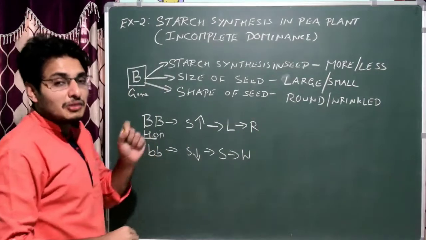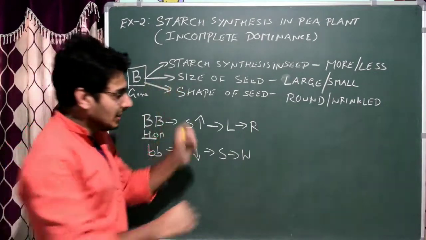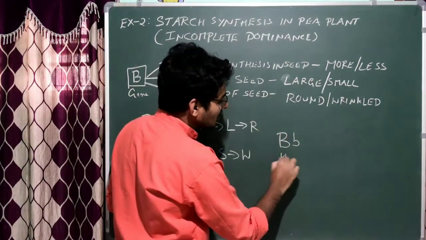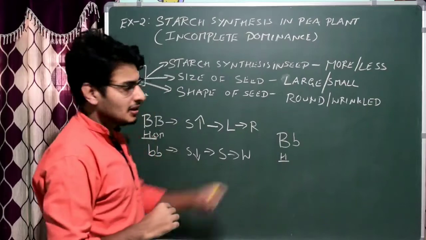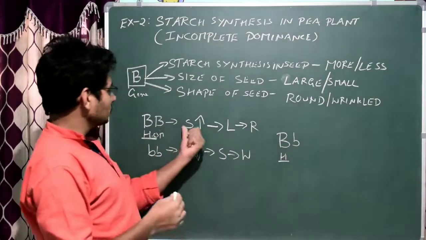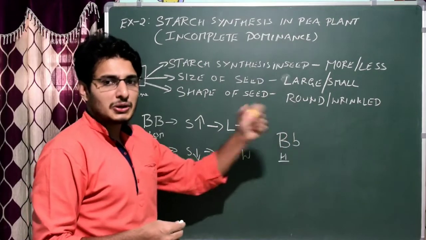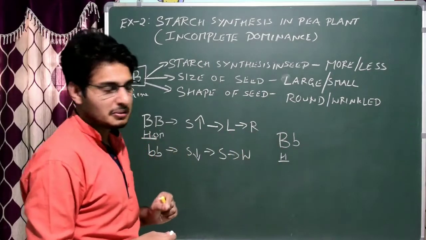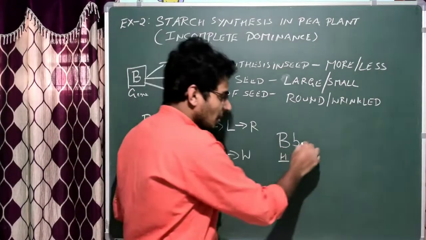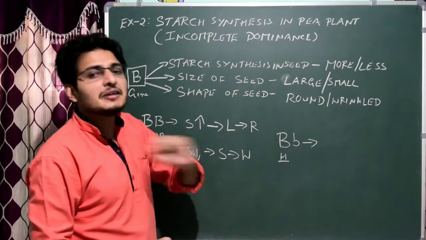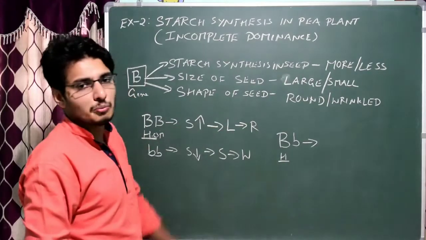Now, the good example for incomplete dominance: what if it occurs in this heterozygous condition where capital B is there? If capital B is there, obviously you should expect this result, right? Because it will suppress small b according to Mendel's monohybrid cross experiment or law of dominance. But in this case, you get an intermediate of these two parents actually.